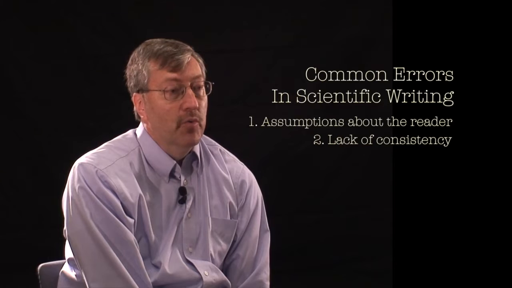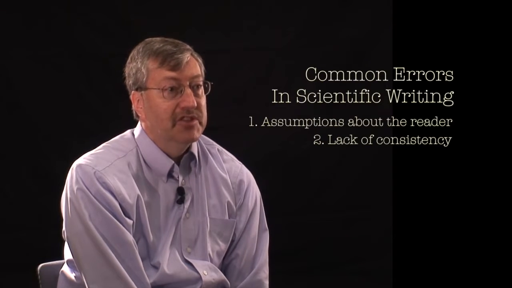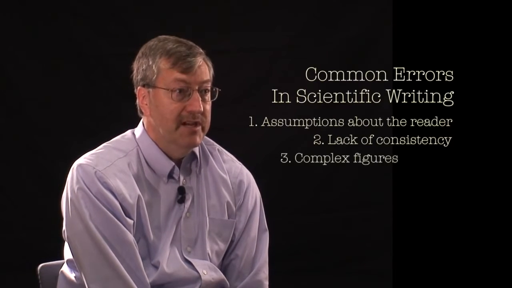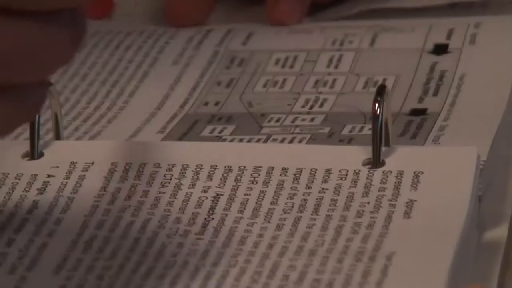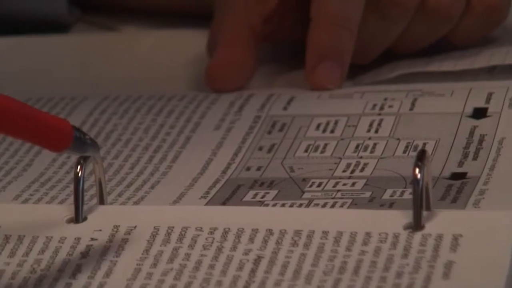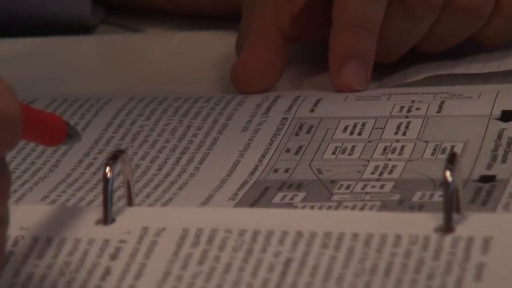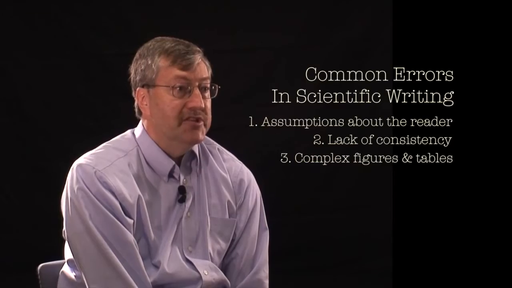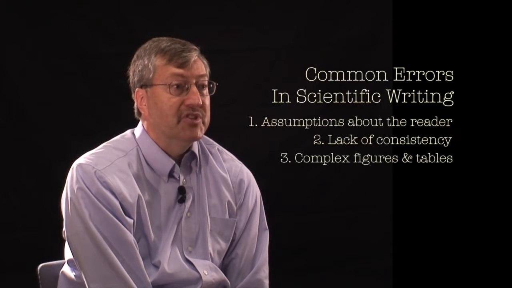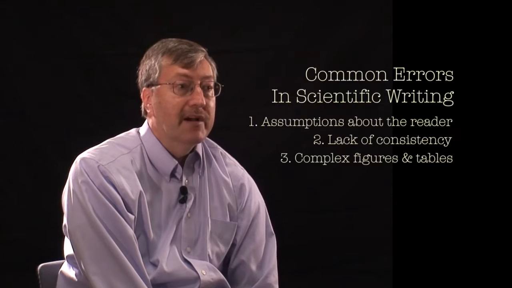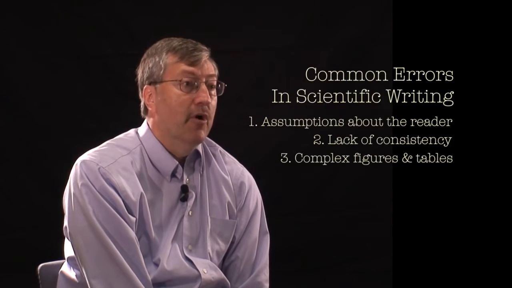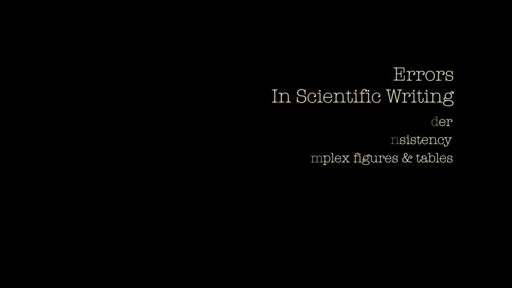The third area where authors sometimes make mistakes is in the construction of figures and tables. Authors create figures and tables that are oftentimes too complex for the reader to readily understand, and it's important that the figures and tables within a paper be self-containing. The reader hopefully should not have to go back and forth to the main text to figure out what the tables and the figures are about.